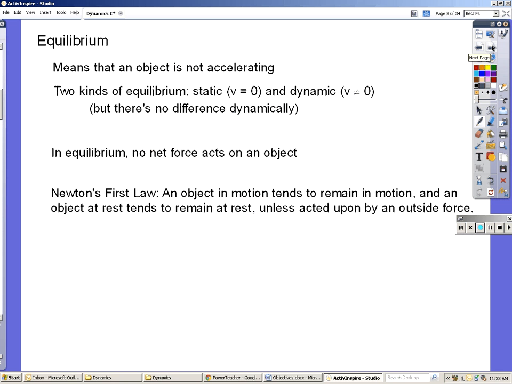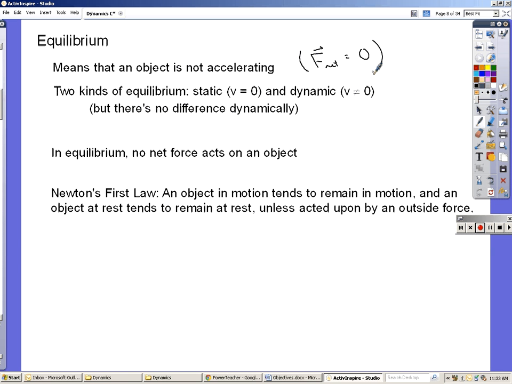Now, the next term we're going to learn is something called equilibrium. What that means is that an object is not accelerating. And we know that force causes acceleration, so if the object is not accelerating, that tells us F net equals 0. Oh, that's what I said later in the slide. Oh well. And there are two kinds of equilibrium. Static, where it's not moving, and dynamic, where it's moving, but the velocity is constant. There's no difference dynamically. Net force is going to be 0 in both cases.